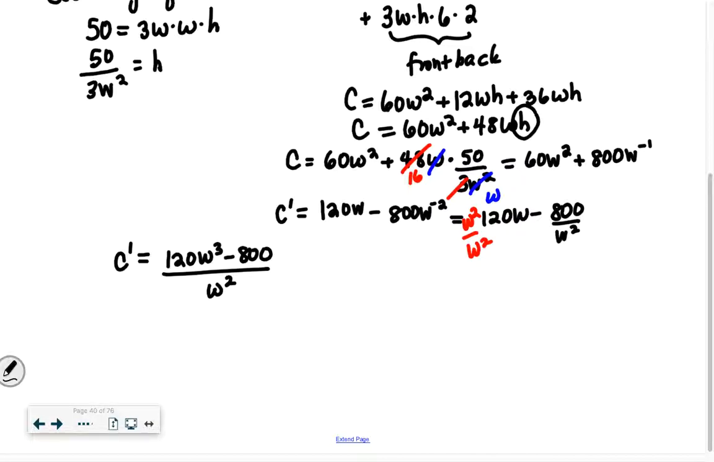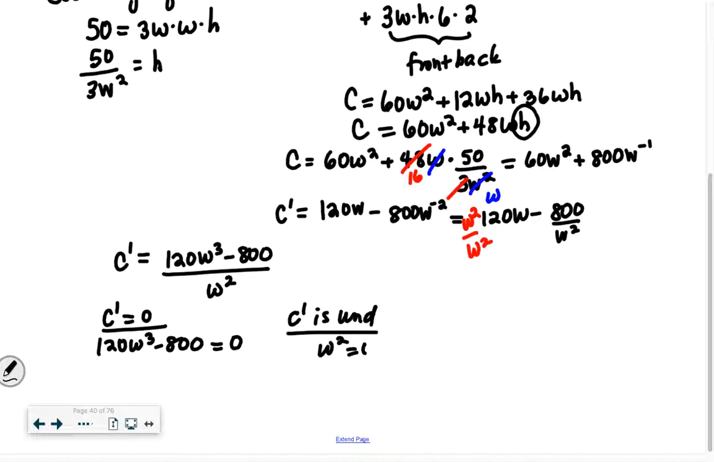So I need when the c prime equals 0, but also when c prime is undefined. So c prime is equal to 0 when that 120w cubed minus 800 equals 0. And c prime is undefined, that's the second part of it. Well, that happens when w squared equals 0. So we're setting our numerator equal to 0, and we're setting our denominator equal to 0.